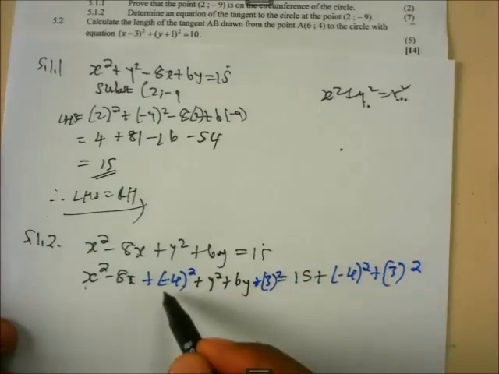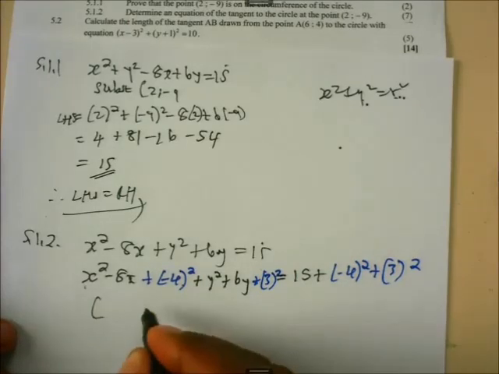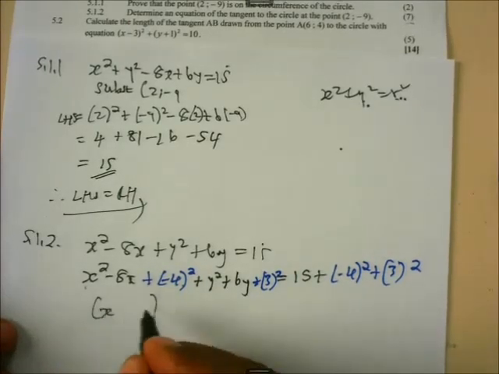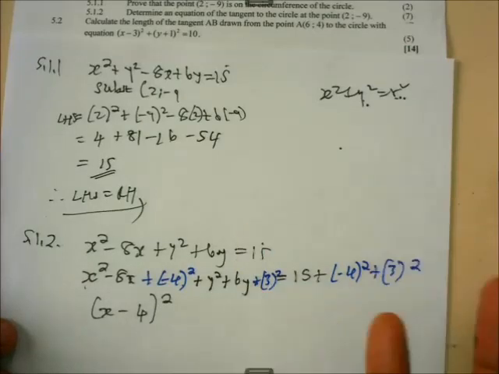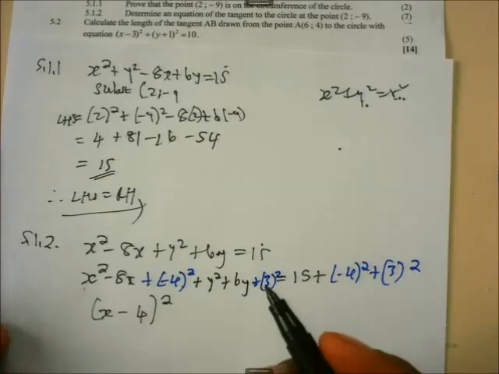When you multiply out, minus 4 squared is 16. Then I can say this one is the same as x minus 4, all squared, right? Because 4 times 4 is 16, and 4 plus 4 is 8. It will give me the middle term.